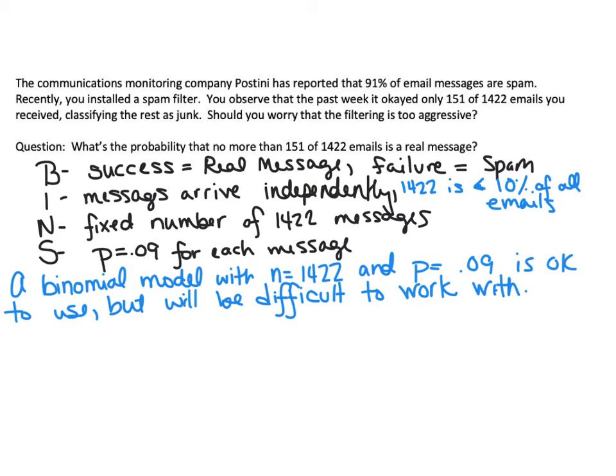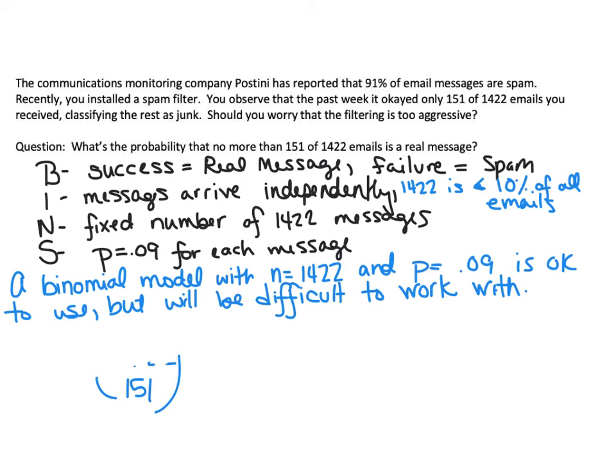So I state that with my n and my p, the two parameters, which are on the AP formula sheet if you forget, for your binomial model. So I'm saying it's okay to use, but it's going to be difficult to work with. Why is that? Why is it going to be really tough? Well, I'm going to end up doing combinations with really large numbers, like combination from 1422 choosing 151. And if you type that in your calculator, you're going to see it overflows your calculator because there are a ton of combinations that fit that scenario. So it becomes really tough to work with.